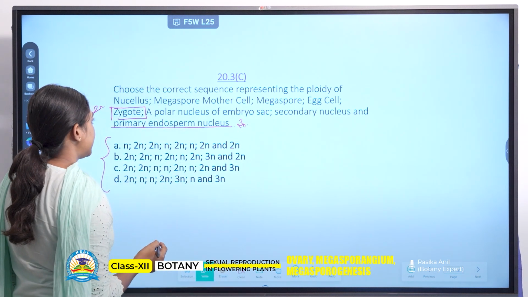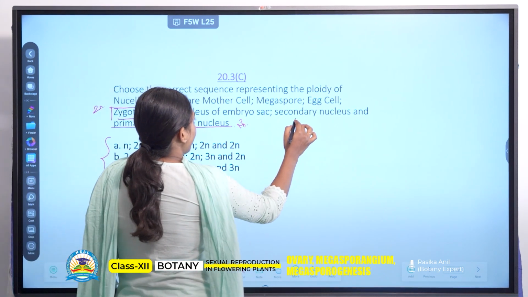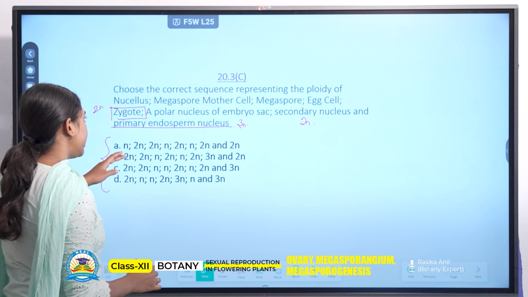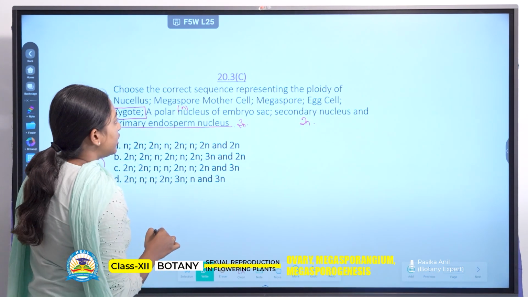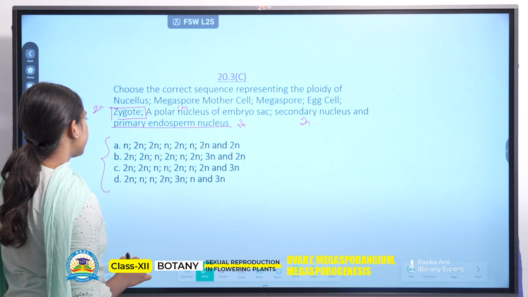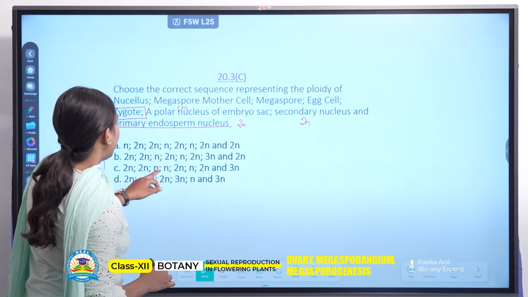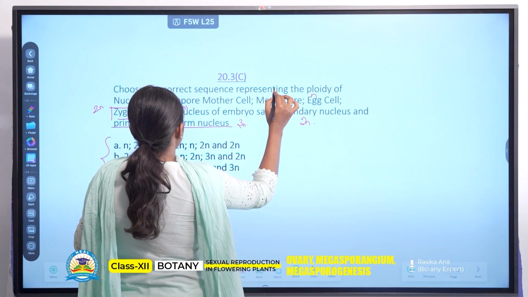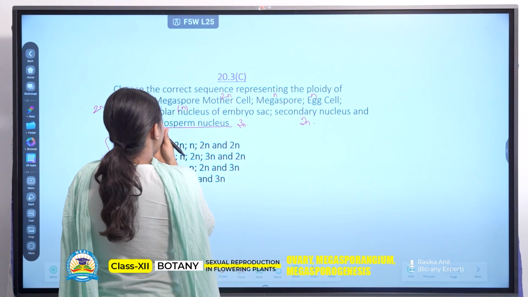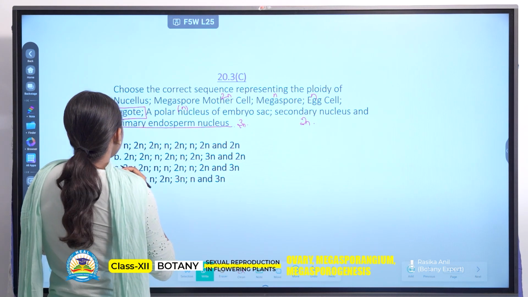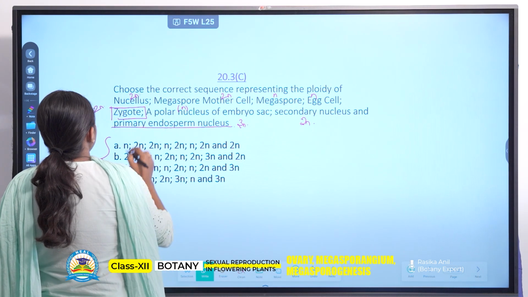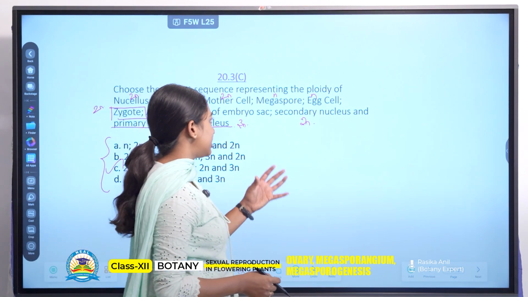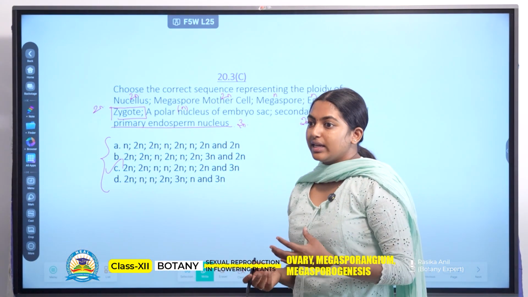So with this itself you can understand. And then the secondary nucleus is going to be 2N, right? Then a polar nucleus is definitely going to be N. Then you have the egg cell. Egg cell is going to be N. Megaspore is also N. Megaspore mother cell is 2N before meiosis. Then you have nucellus. Nucellus is also 2N, right? So with that your option will be option C. So you should know this. Anyway, this primary endosperm nucleus alone, we'll do it in the next video.